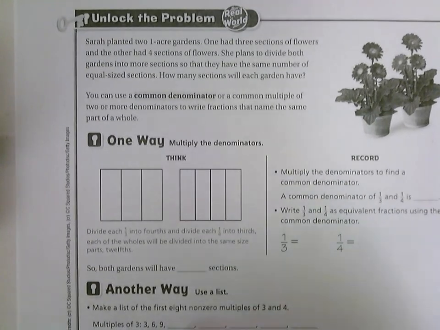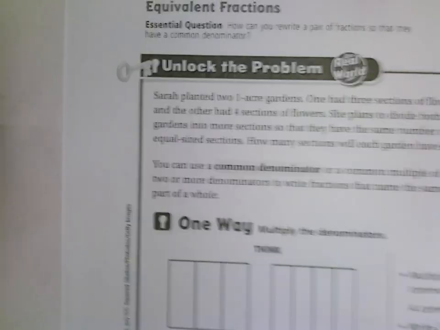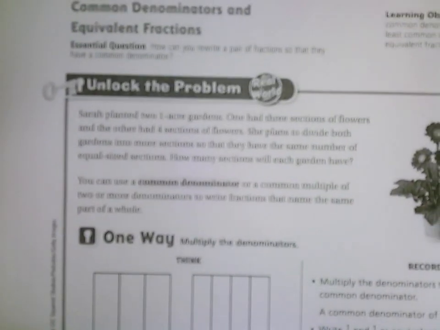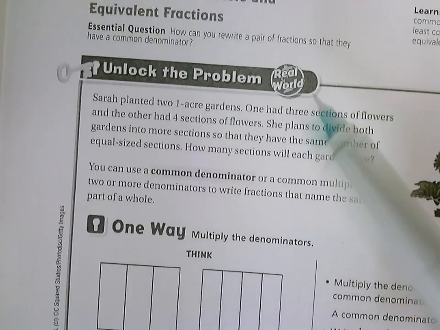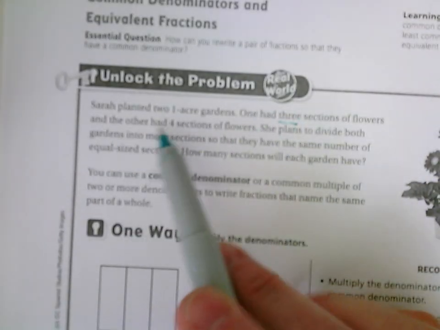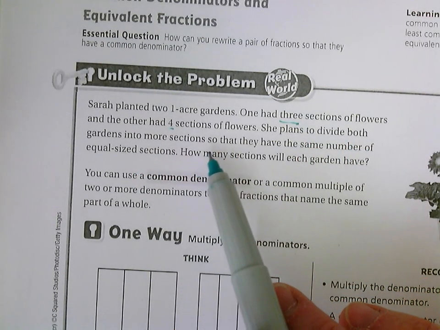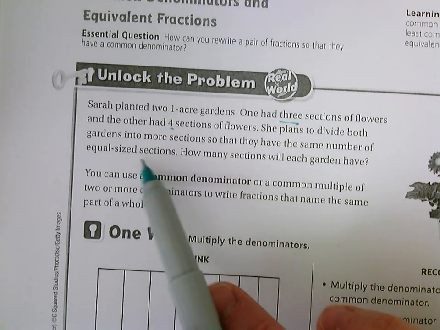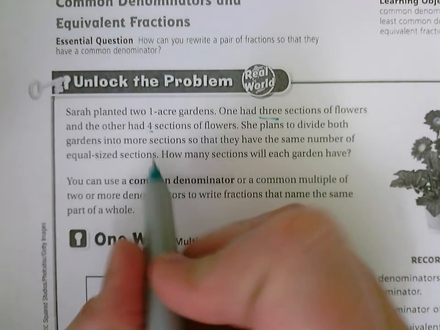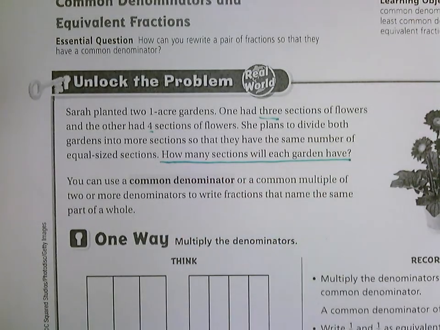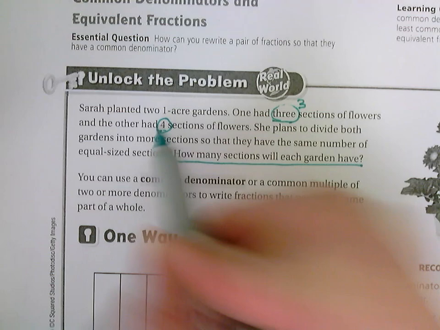Okay, so we're going to take a look at our problem for today. It says, Sarah planted two 1-acre gardens. One had 3 sections of flowers, and the other had 4 sections of flowers. She plans to divide both gardens into more sections so they have the same number of equal-sized sections. How many sections will each garden have? That's our question. And we know that one of them has 3 sections and one of them has 4 sections.